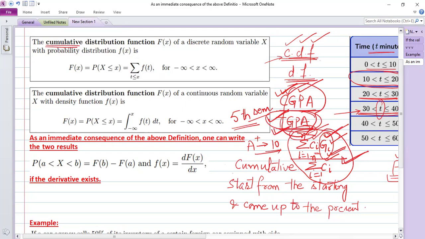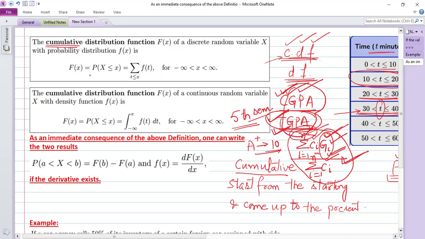So what is the meaning of the word cumulative? Here the meaning is that it starts from the starting and comes up to the present. Actually, there is another meaning of cumulative also, that starts from the end and comes to the present, but that meaning we are not using here.